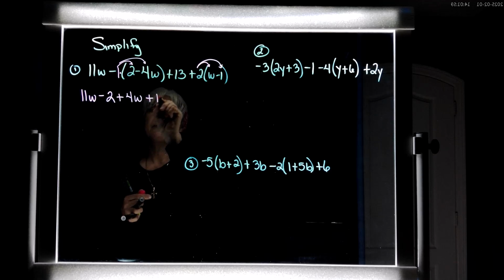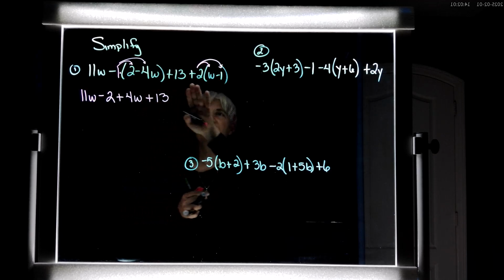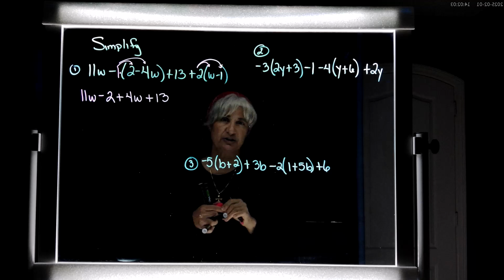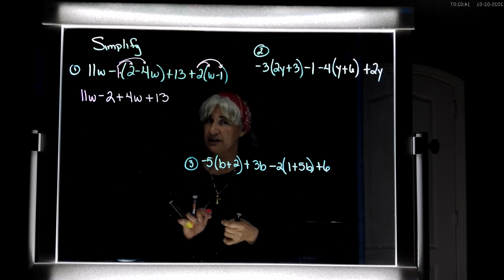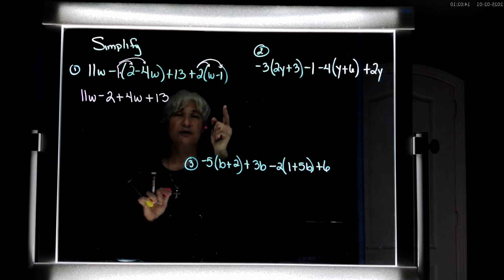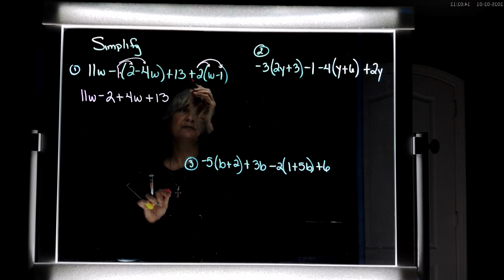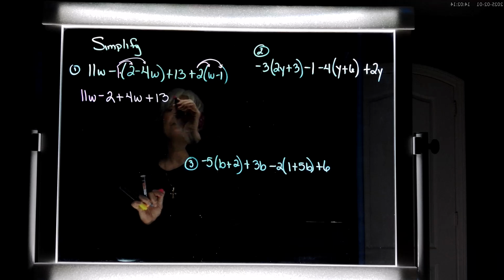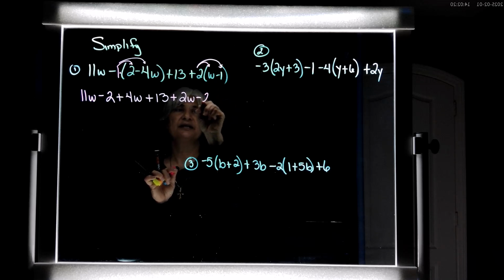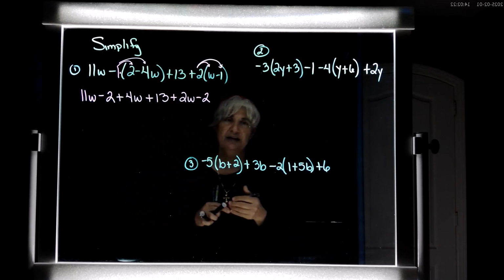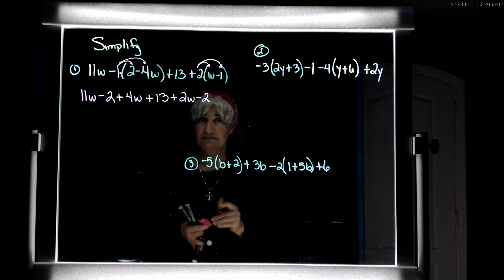Good. Then I still have this +13. And then I come across this multiplication with the parentheses. So another distribution, right? Okay. So what do we get? We have this +2 times W. Good. +2W. And then times this -1 is going to be a -2. Very good. Excellent. So far, so good?